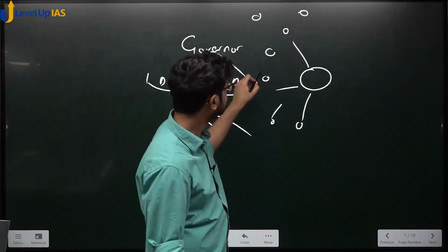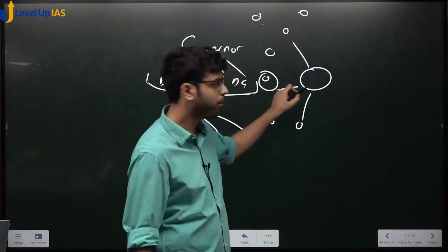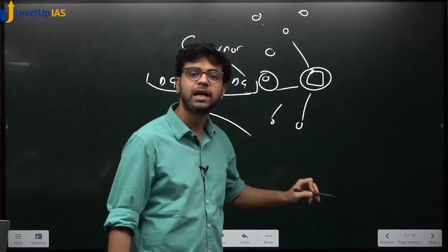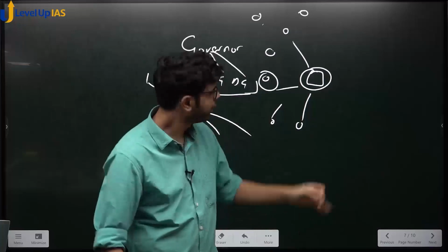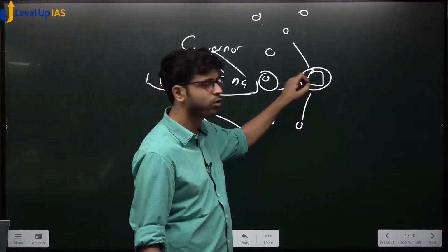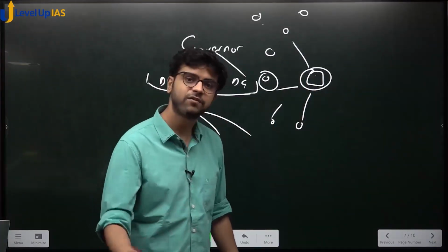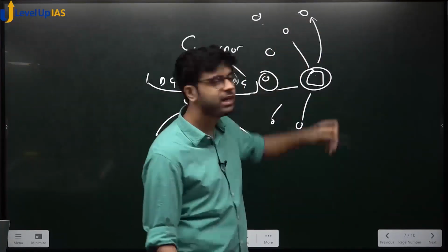Instead of opening an SBI branch in each village, we open an SBI branch here, and we send staff of SBI. We recruit more people here. We put 10 times more people here, and we send each and every one of them to these villages with the ATM machine.